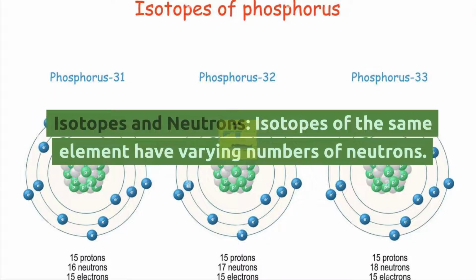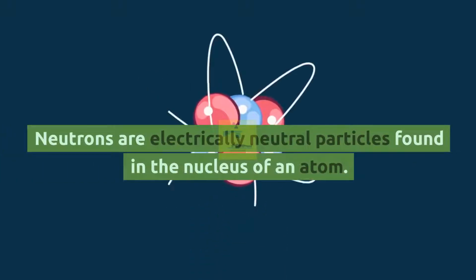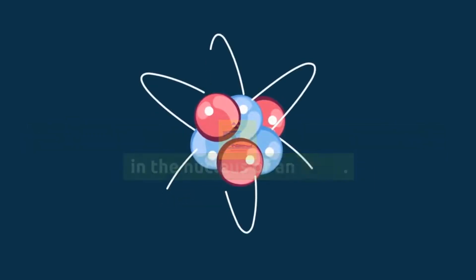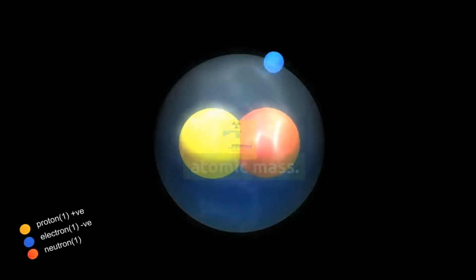Isotopes and neutrons. Isotopes of the same element have varying numbers of neutrons. Neutrons are electrically neutral particles found in the nucleus of an atom. Protons and neutrons together contribute to the atomic mass.